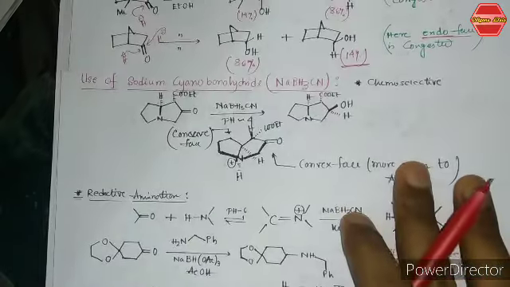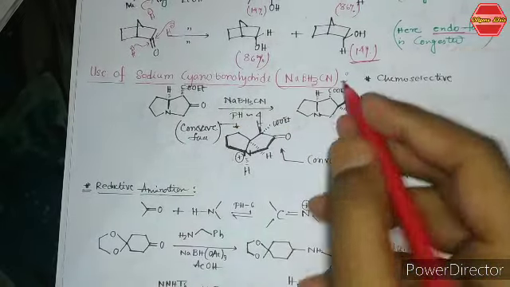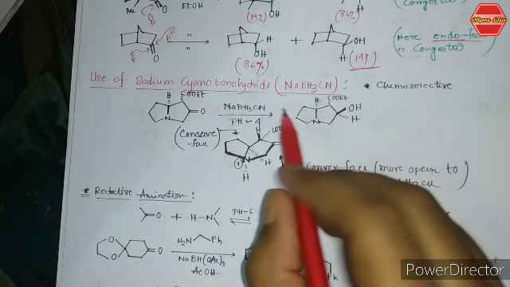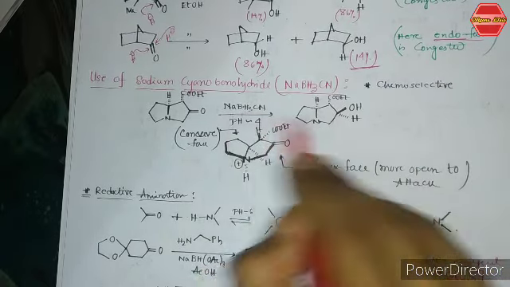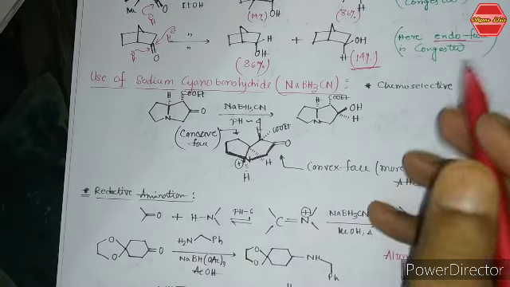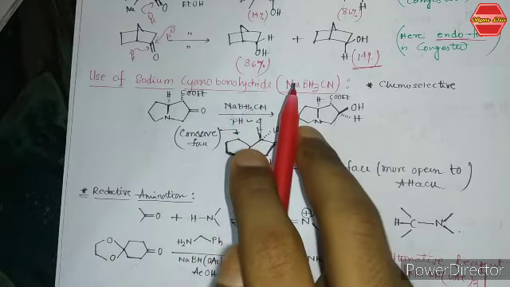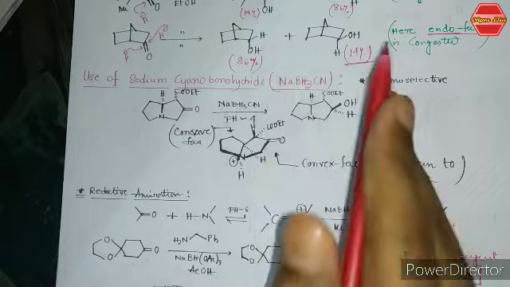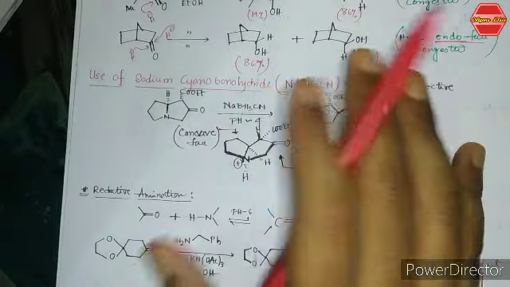Now see, this is a much more important concept for your exam, and the question was also asked in CSIR June 2019. Now see the reagent that is used in this type of reduction reaction, that is sodium cyanoborohydride. I already discussed this reagent in a previous video. You can go over there and check out that video, and how sodium cyanoborohydride reacts.